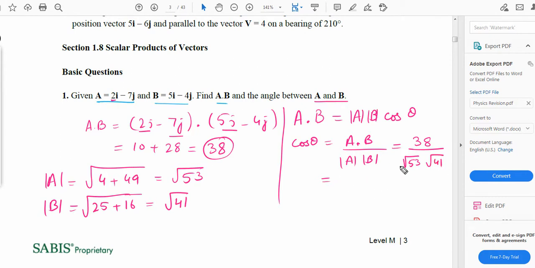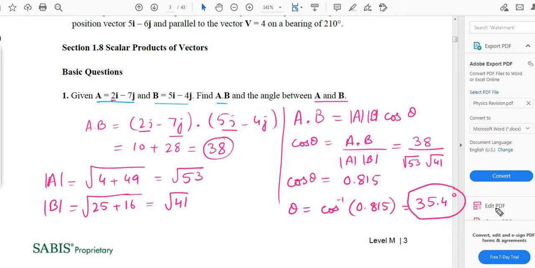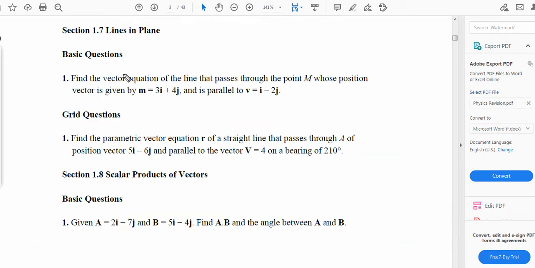So from here I'll get the value of cos of theta, that will be equal to 0.815. I got the value of cos of theta. Now theta is equal to cos inverse 0.815. So I'll do cos inverse 0.815. So my answer will be equal to 35.4 degrees. So the angle will be equal to 35.4 degrees. That's the answer. I hope you got it.